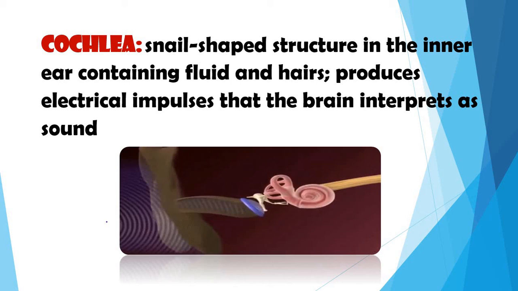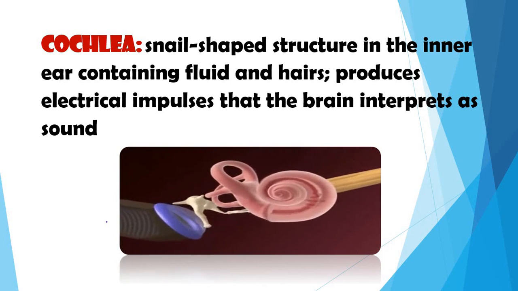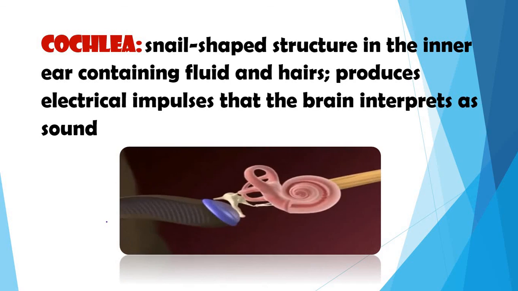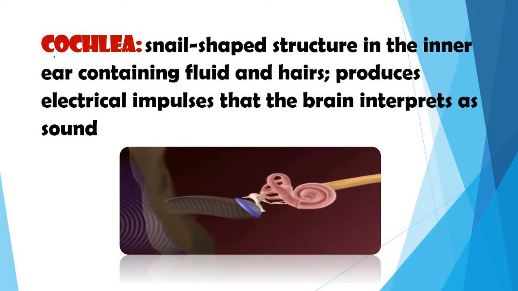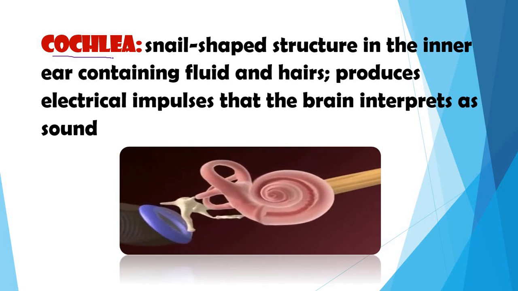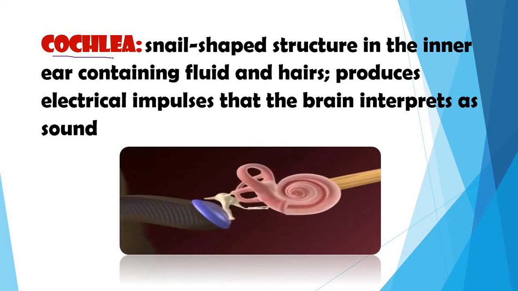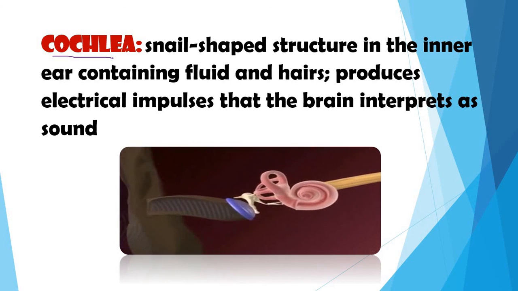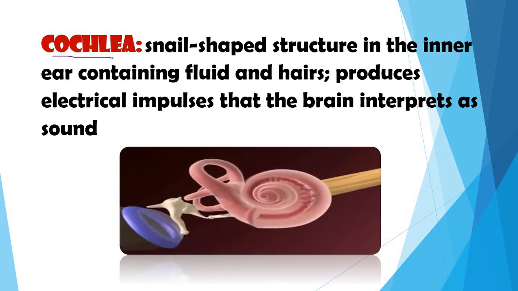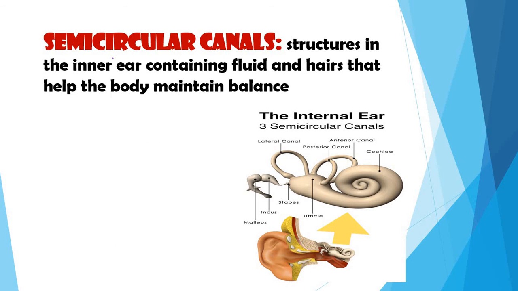So let's revise. The ear has three main parts: outer ear, middle ear, and inner ear. The cochlea is present inside the inner ear, and it's a snail-shaped structure containing fluid and hairs which produce electrical impulses that the brain interprets as sound, while the semicircular canals are the structure responsible for maintaining balance. It's a structure in the inner ear containing fluid and hairs exactly like the cochlea, and they help to maintain the body's balance.